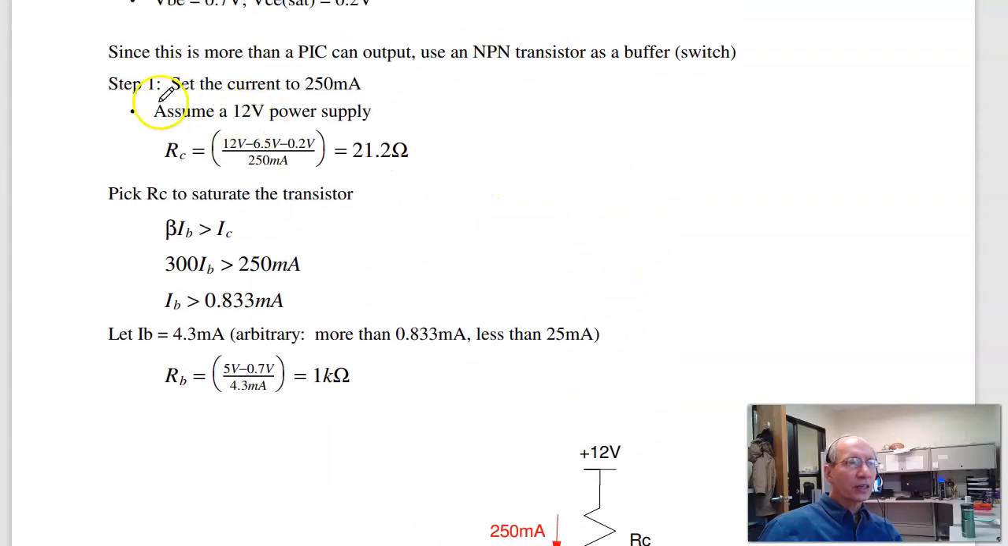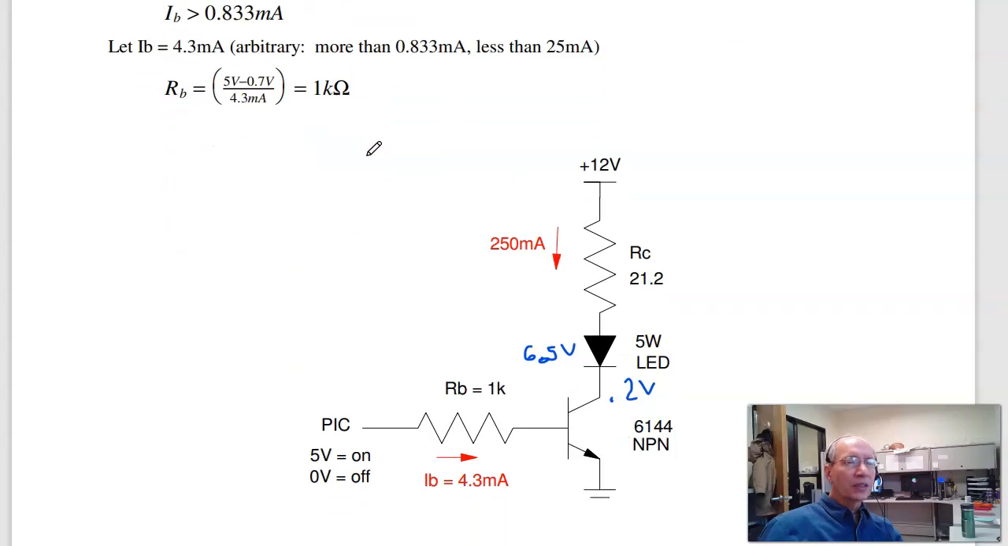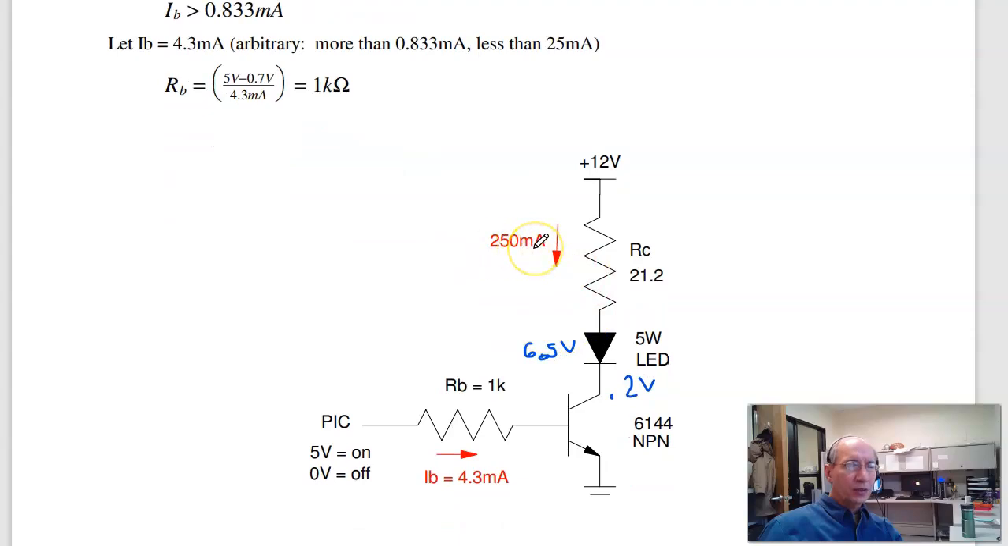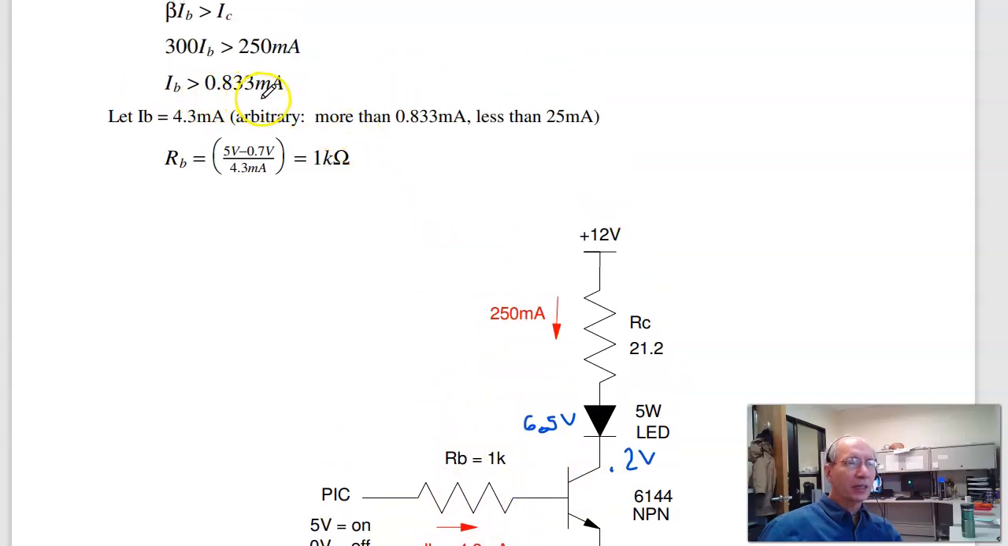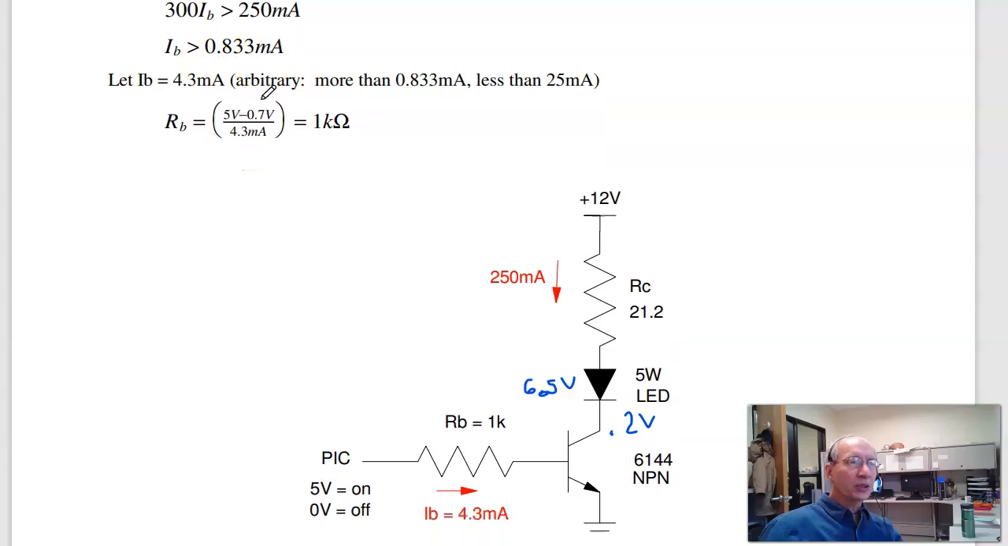So to set R, take the remaining voltage at 250 milliamps. R is 21.2 ohms. To set the base current, if this is 250 milliamps, the current gain is 300. That's your HFE or beta. Depends upon which textbook you're using. That divided by 300 is the minimum base current. The base current has to be at least 0.8 milliamps. The biggest it can be is 25 milliamps, because that's all the PIC can do. So pick a number bigger than 0.8, less than 25. It's really kind of arbitrary.